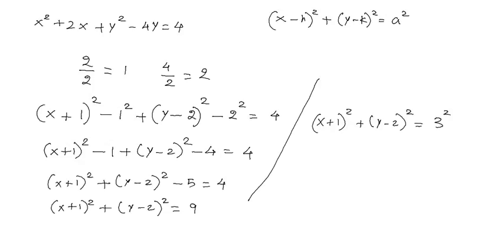So now our equation is in the form of the equation of the family of circles, that is (x − h)² + (y − k)² = a². If our equation is in this form, then the radius is nothing but a, I mean the one for which we have the square on the right side. So in our equation, the one for which we have the square on the right side is 3. So the radius of our circle is 3 units.